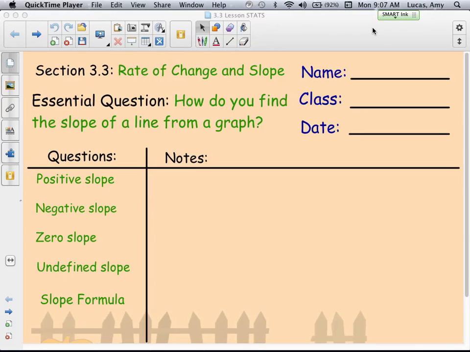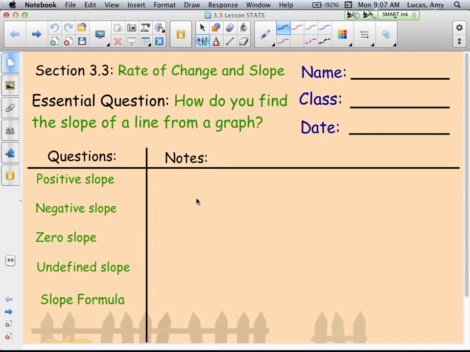Lesson 3.3, Rate of Change and Slope. Our essential question is, how do you find the slope of a line from a graph? So our first vocab word is positive slope. What a positive slope looks like, if I draw a sketch, a positive slope is one that is going up from left to right.